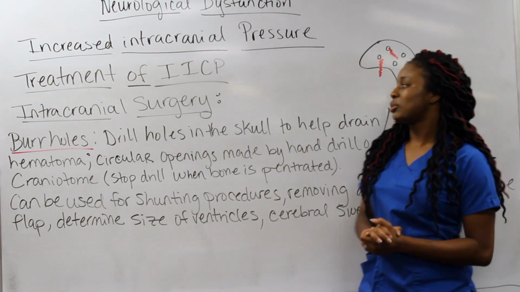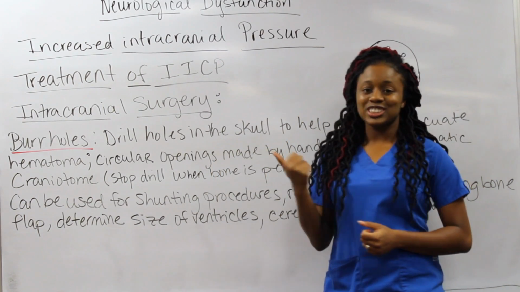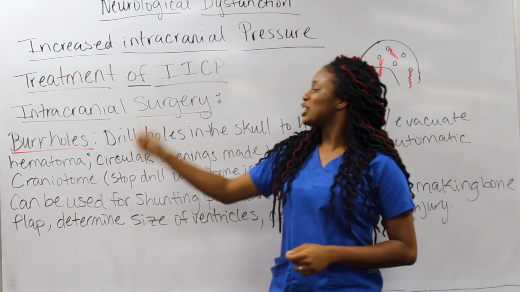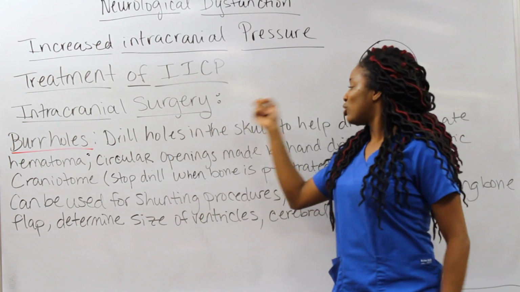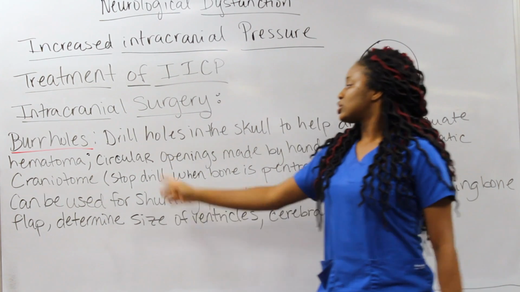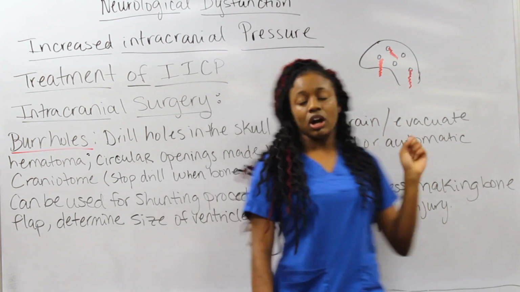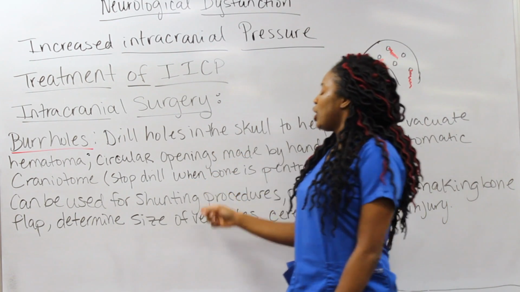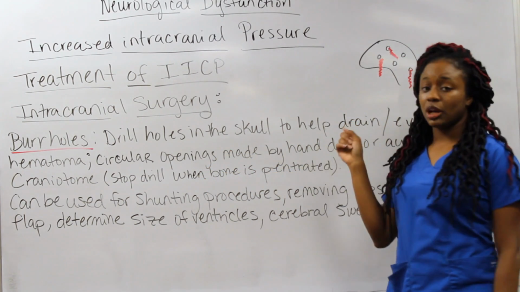So now we're going to talk about the intracranial surgeries. The first is the burr holes. A burr hole is a procedure where there are literally boring holes into the skull, drilling holes into the skull to help drain and evacuate the hematoma. They are circular openings made by either a hand drill or an automatic craniotome, which is a drill that stops once the bone has been penetrated.